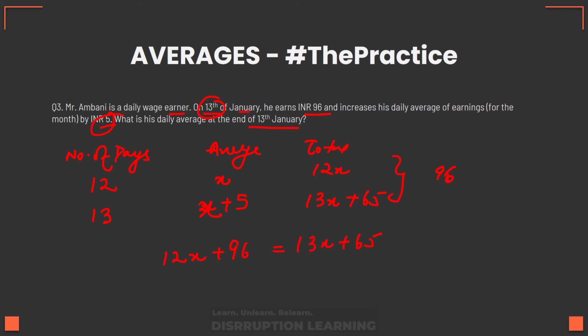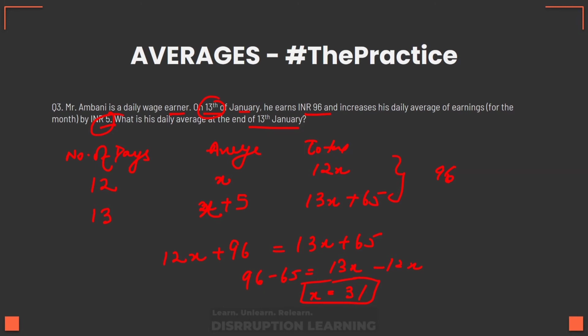I hope that is clear, because 12X was his previous total. He added 96 and it became 13X plus 65. So if we solve this, 96 minus 65 is equal to 13X minus 12X, right? X is equal to 31, right? That is the value of X.